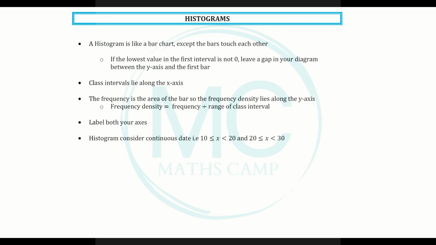Always keep in mind that histograms consider continuous data. So x is greater than or equal to 10 and smaller than 20, or greater than or equal to 20 but smaller than 30. If intervals are not continuous, then you need to add 0.5 to the upper and lower bound of each interval. Watch out for this in your exam. Let's look at an example of how we work with a histogram.